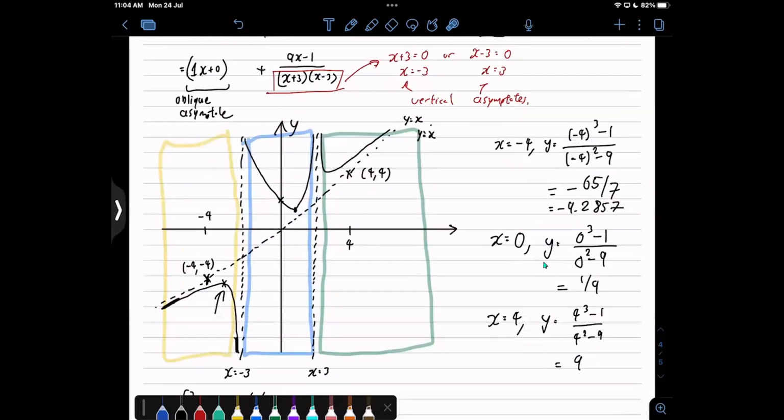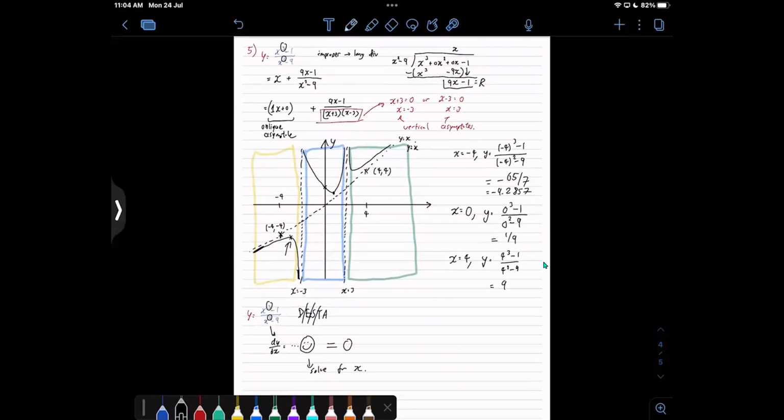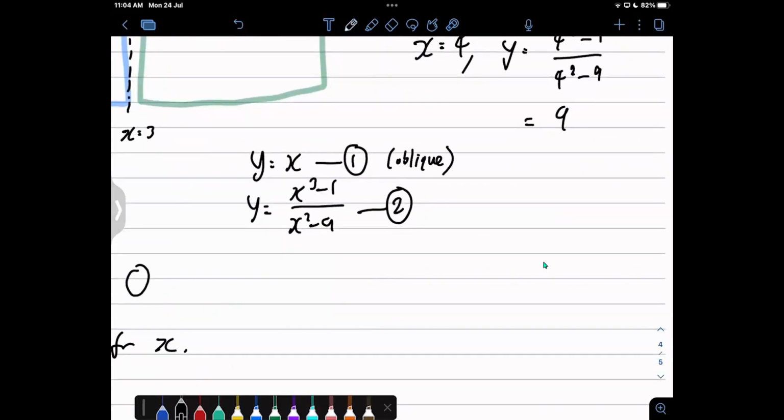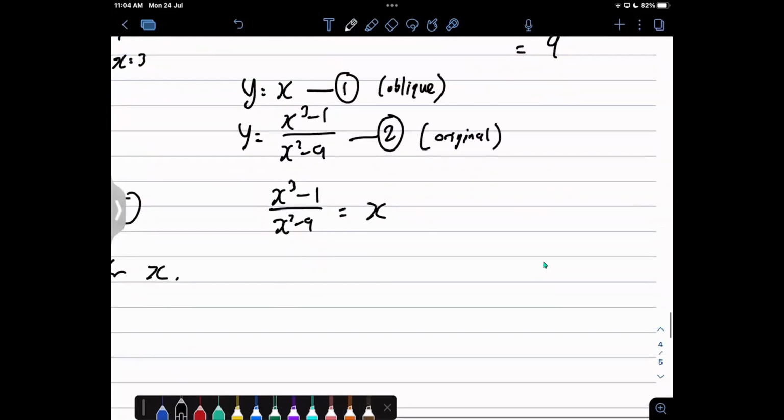We can calculate that by equating the y equals x with the original function, x cubed minus 1 over x squared minus 9. This guy is the oblique asymptote. This guy is the original graph itself. So we just equate them. So x cubed minus 1 over x squared minus 9 equals x. Then from here, let's see how do we solve this. x cubed minus 1 equals x times x squared minus 9.